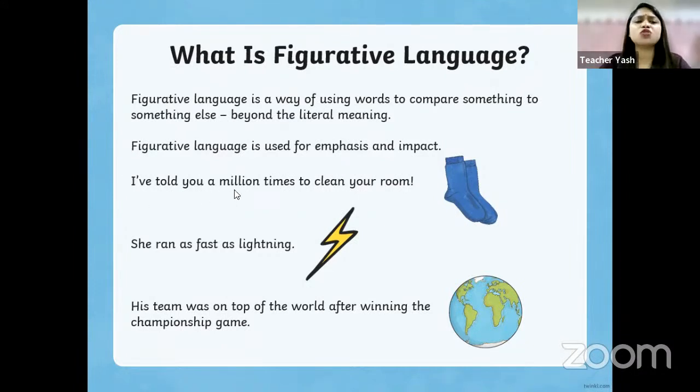Okay, so you see here, I've told you a million times to clean your room. Can someone tell you a million times to clean the room? Cannot. But what they are trying to say is, I already tell you many times.